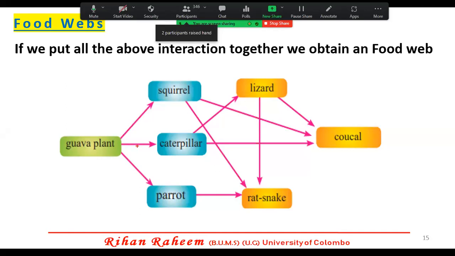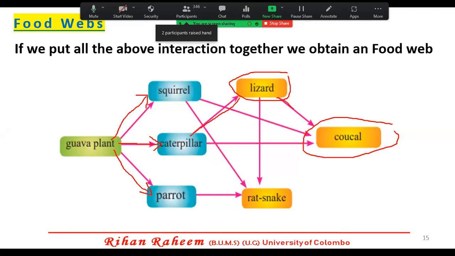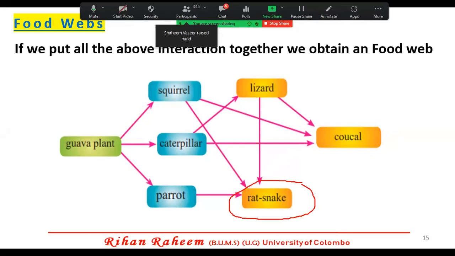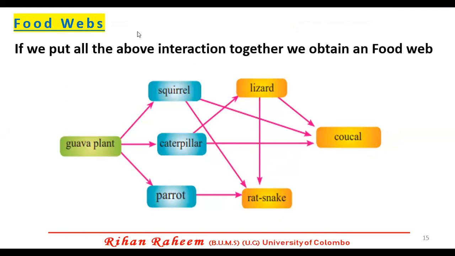From this you can understand that the squirrel is eating from the guava plant, the caterpillar is eating from the guava plant, and the parrot is eating from the guava plant. The lizard is eating the caterpillar. The cockle may eat the lizard, the squirrel, or the caterpillar, or if it can, it will even catch the parrot and eat it. The rat snake eats the lizard. If it can catch the squirrel or the parrot, it will eat them.